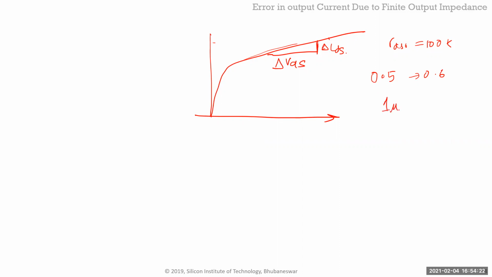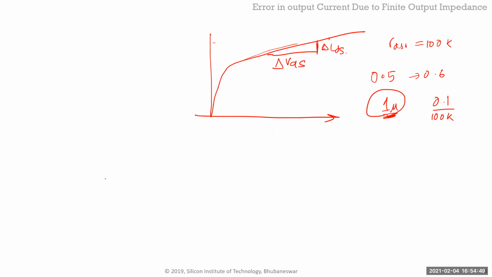1 microamp. Because 0.1 volt by 100K, right? So 100 millivolts by 100K, huh? No. 1 volt by 100K is 10 microamp. So yeah, 1 microamp, right? So that's your variation, right? So that's your error in output current.